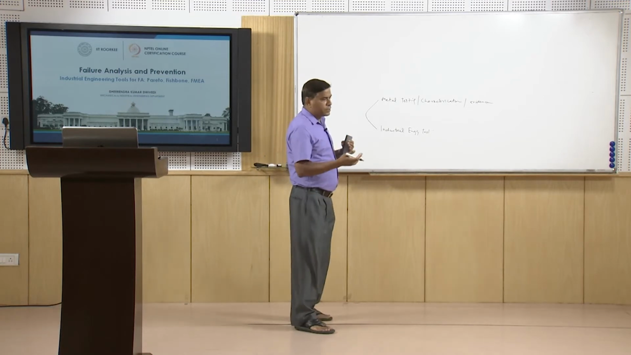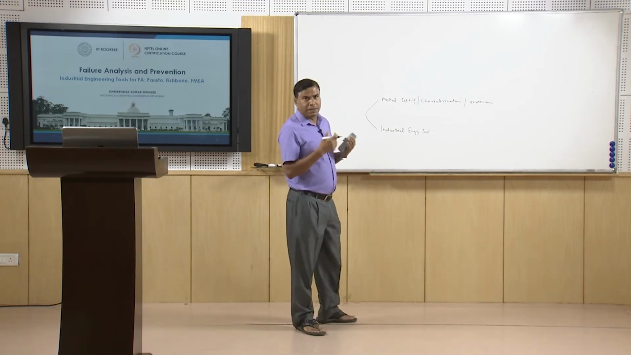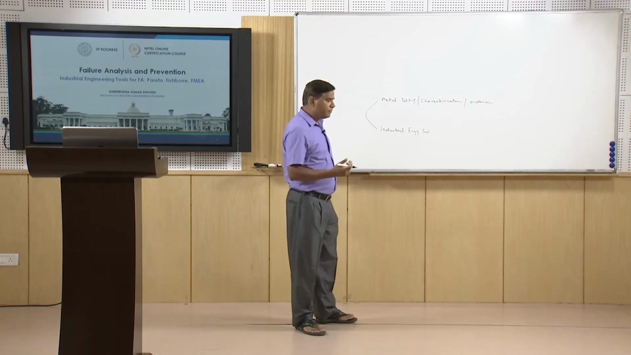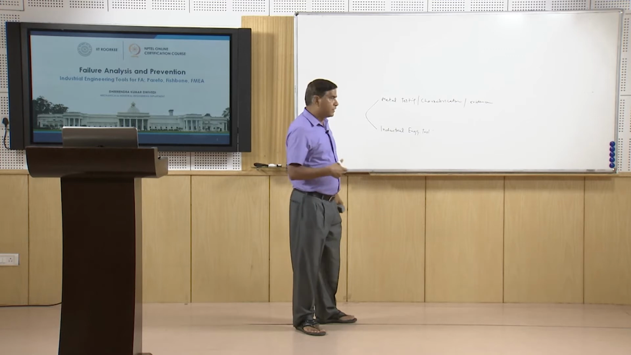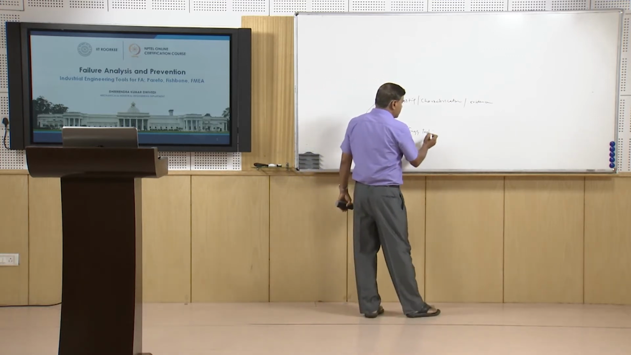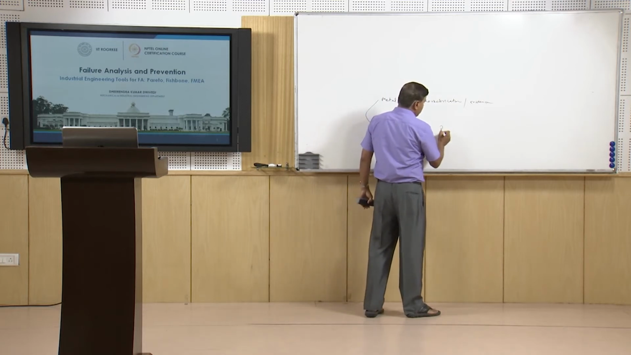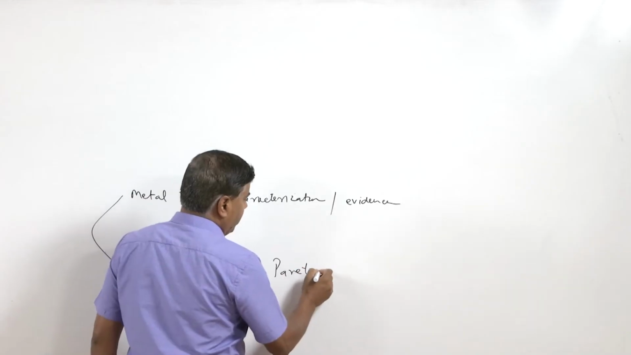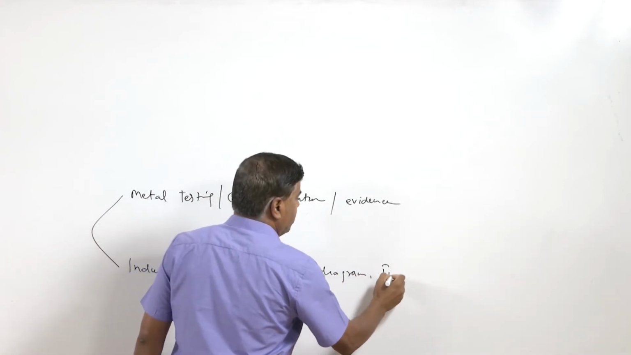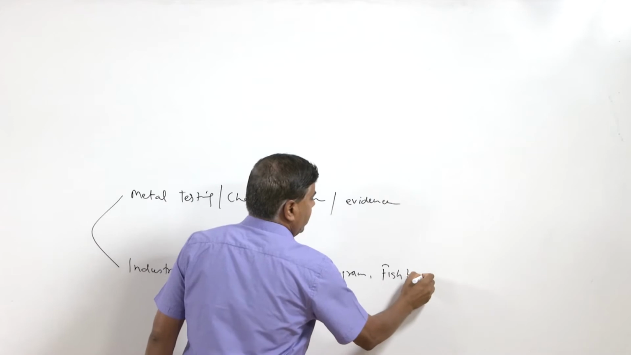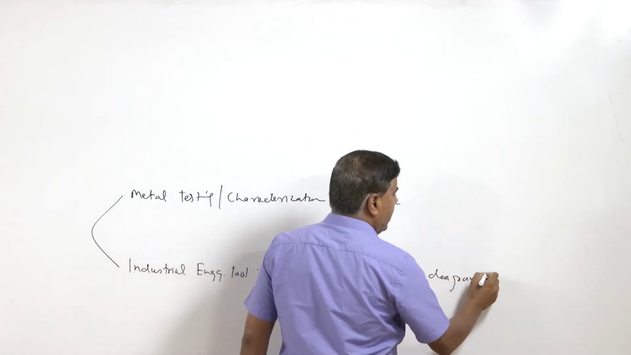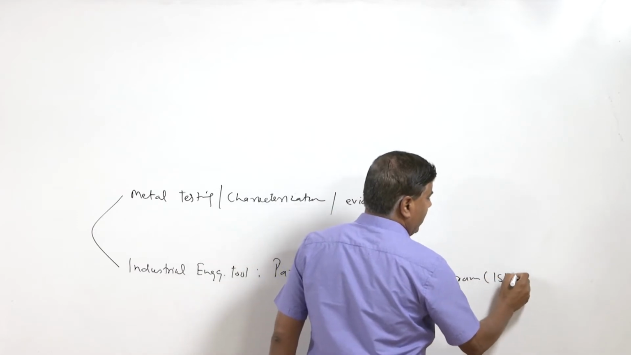And there is one more aspect: when a failure is expected to occur can also be estimated using the history of the failure of the components due to a particular kind of reason. So, various industrial engineering tools like the Pareto diagram, the Fishbone diagram, which is also known as the Ishikawa diagram.